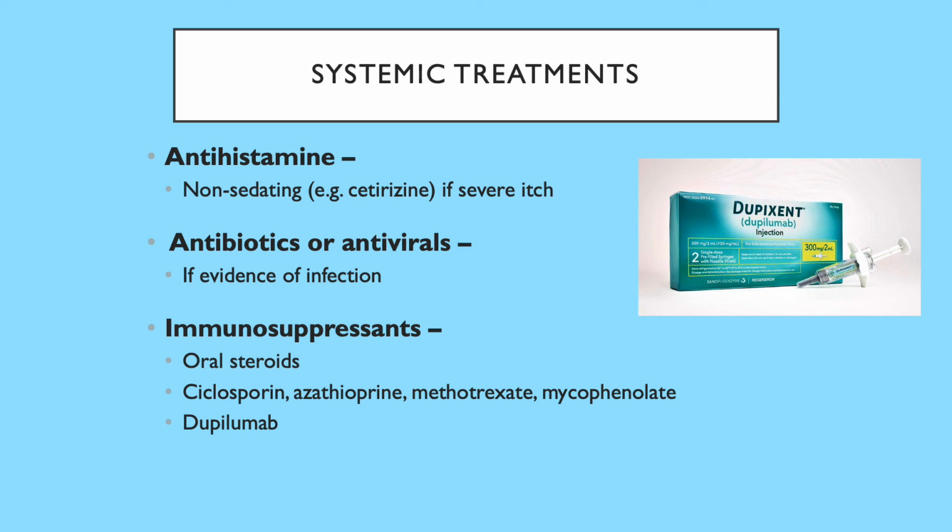If ongoing oral medication is required, non-steroidal immunosuppressants may be used. You may be familiar with them from other conditions. For example, methotrexate is often used in rheumatoid arthritis and is also a chemotherapy agent. In addition, a relatively new treatment is dupilumab, which is a monoclonal antibody given as a subcutaneous injection, and it blocks interleukin 3 and 4 to reduce inflammation.